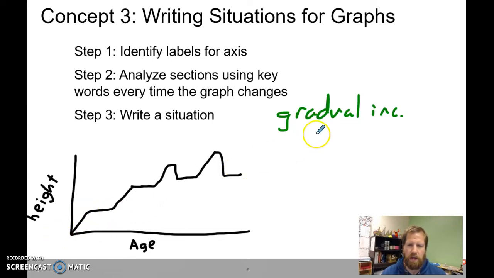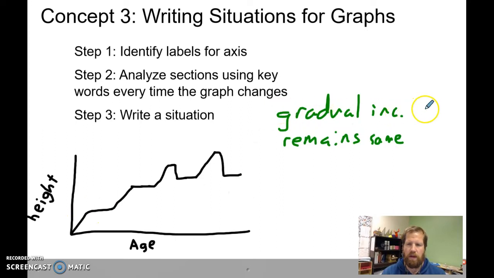Followed by a horizontal, remaining the same. So it remains the same for a while. So it gradually increases, then it remains the same.